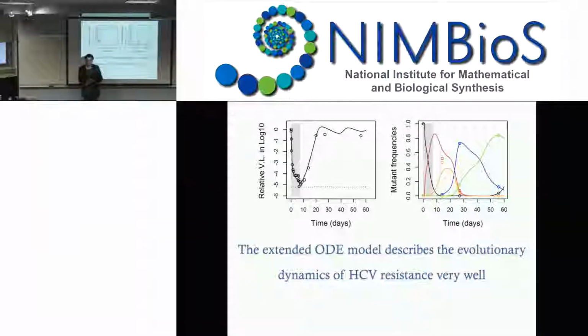These are different mutants, the same mutants as are shown in the phylogenetic tree. We keep track of those mutants showing the phylogenetic tree in our model. As you can see, as I mentioned, after treatment, about here, the resistant mutants dominated the population. Then they were replaced by the green mutants and the blue mutants, and the blue mutants later on are replaced by the green mutants.